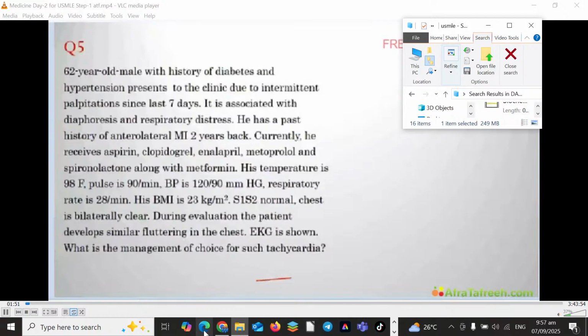His temperature is 98, pulse is 90 per minute, BP is 120/90 and respiratory rate is 28 per minute. BMI is 23. During evaluation, the patient develops similar fluttering in the chest. EKG is shown. What is the management of choice?